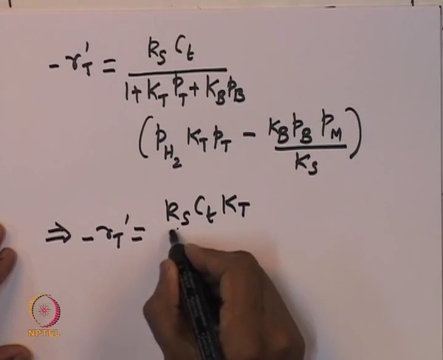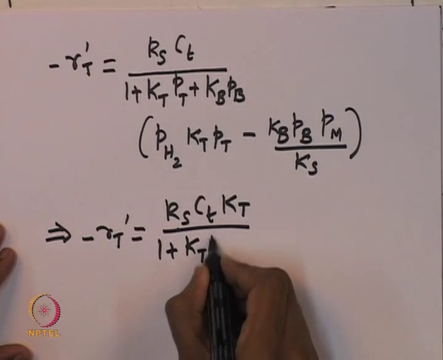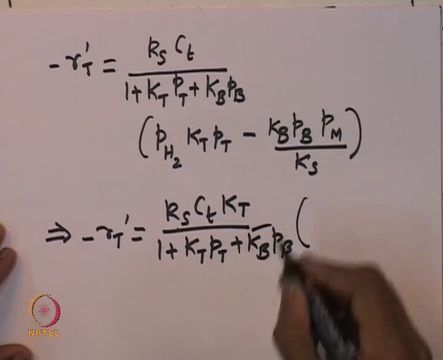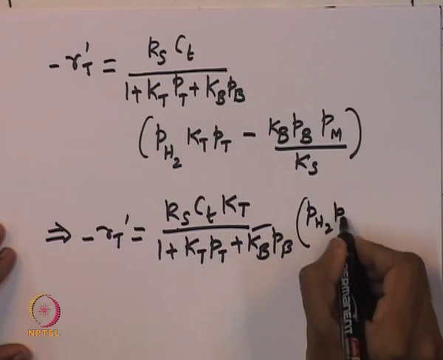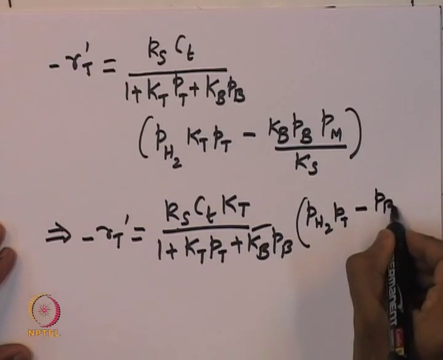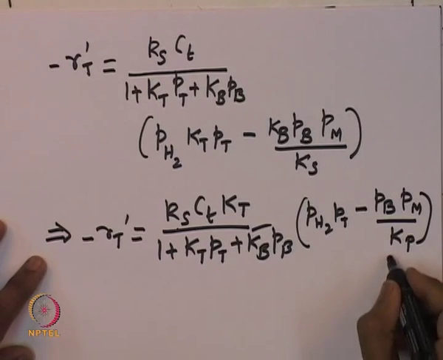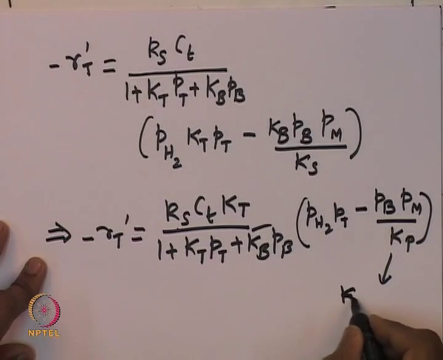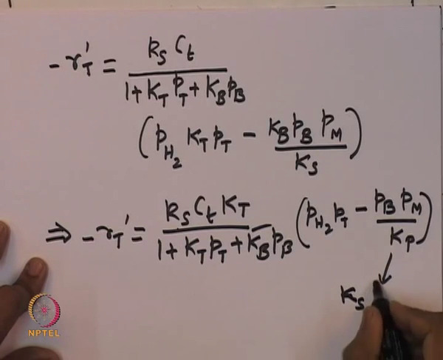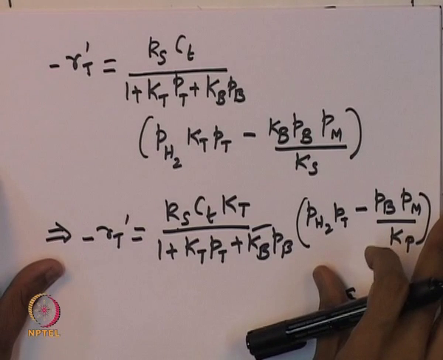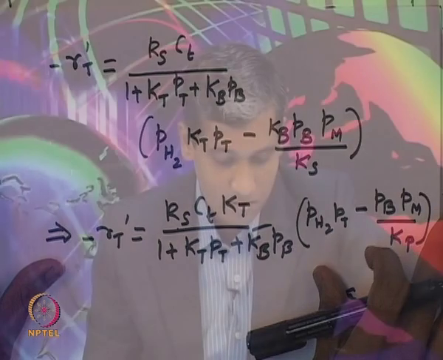So, pull out Kt from the expression, divided by 1 plus Kt Pt plus Kb into Pb, that multiplied by partial pressure of H2, partial pressure of toluene minus partial pressure of benzene, partial pressure of methane divided by another constant Kp. Okay. So, this Kp is nothing but the equilibrium constant of the surface reaction multiplied by the corresponding constants for the adsorption of toluene and the adsorption of benzene. Note that Kp can be determined from the thermodynamic data of the overall reaction.